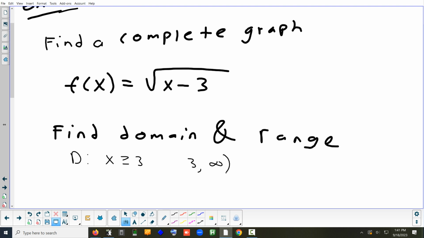But can we include the number 3 as a value we plug in for x? Yeah, so we put a bracket. So there's 2 different ways to write the domain. This is called an inequality. That's called an interval. Intervals are always written low, comma, high. That's how you do it.